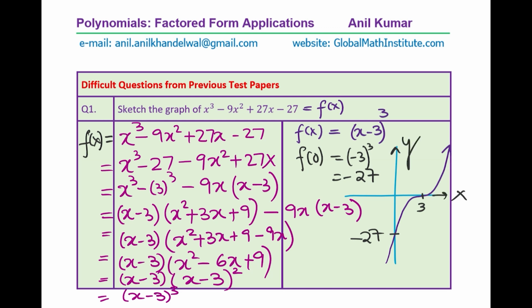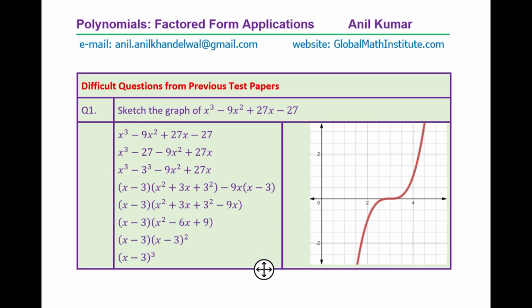So that is how you can actually solve it. So here is the typed out solution for you and a neatly written graph shown here. So you can see that, right? So that is the graph of y equals x minus 3 whole cube, which you get after factoring. Is that clear to you?